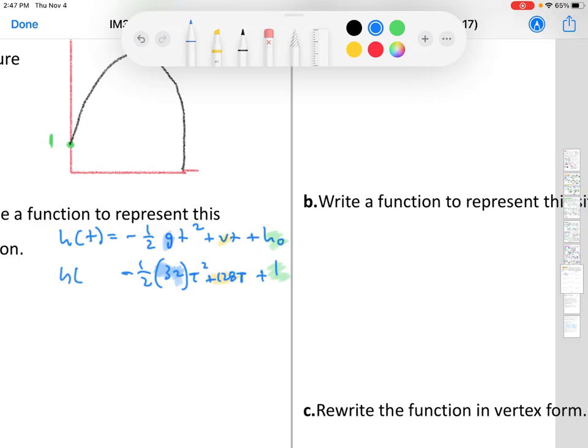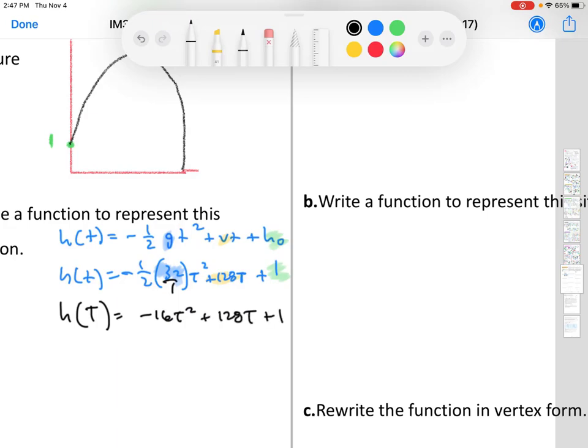Okay, so this is what I have here. Height in terms of time is equal to -1/2 times 32 t squared plus 128 t plus 1. And if you simplify that, you will get this formula. Oh, we said capital letters, right? -1/2 of 32 is just -16 t squared.